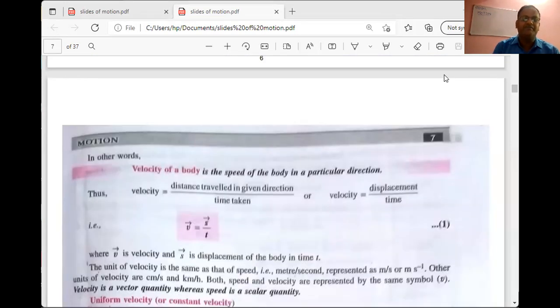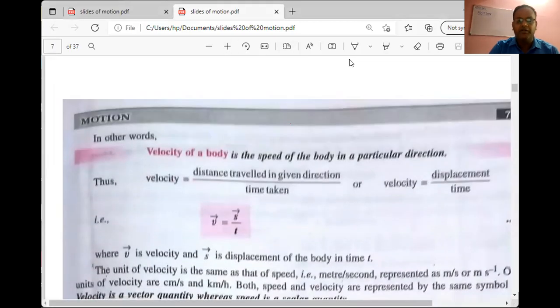Now, students, as we have said, velocity is the speed of the body in a particular direction. So what will be the mathematical representation for this? The mathematical representation for velocity is the same as that of speed, only the direction is specified. The definition you all have written. Now the mathematical deduction: velocity is equal to the distance traveled in a given direction divided by the time taken. Let me enlarge it.